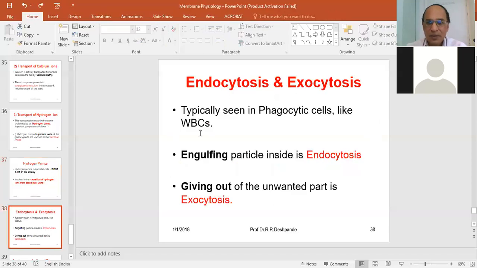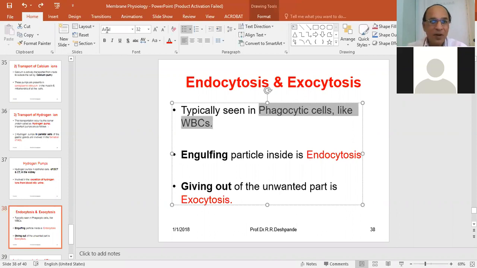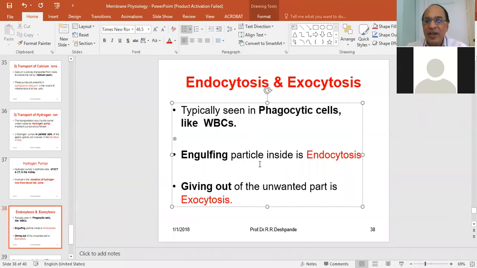Some other simple examples of transport are typically seen in the phagocytic cells. Phagocytic cells kill bacteria, like WBCs. White blood cells are phagocytic, remember. They engulf particles inside. When they are engulfing, taking in, it is called endocytosis. Endo, inside. And giving out the unwanted part is called exocytosis. Endo means inside, exo means outside.